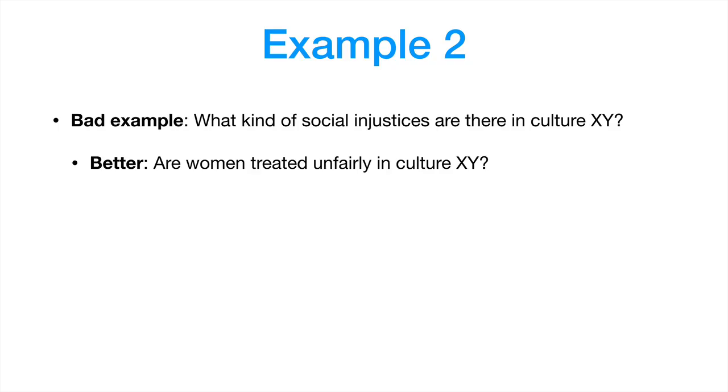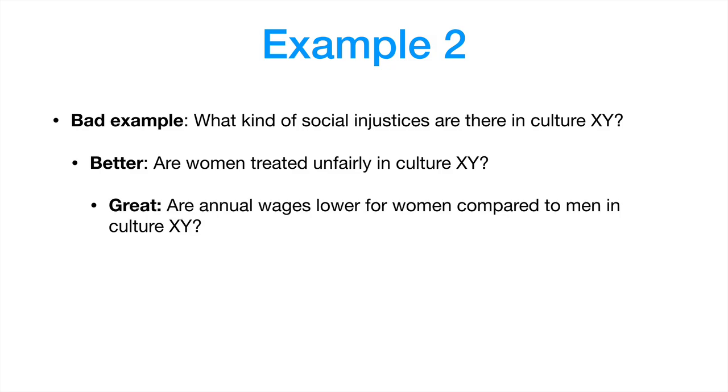And this is already a little bit better because now it's clear that it's about women versus men, but it's still vague what we mean by unfair. What is unfair? That is something that we need to turn into something that is more objectively measurable. And so a great example could be, are annual wages lower for women compared to men in culture XY? And so now it's clear that in order to answer this question, we need to measure annual wages of men and women. And again, this follows the general template that you saw at the beginning.